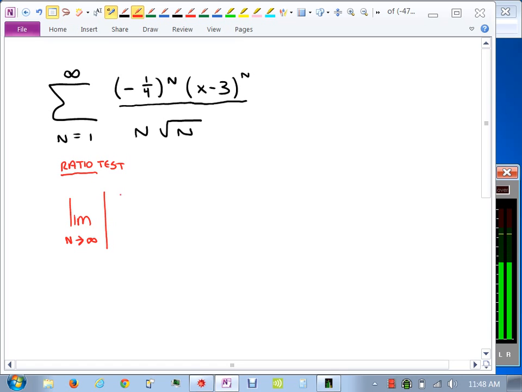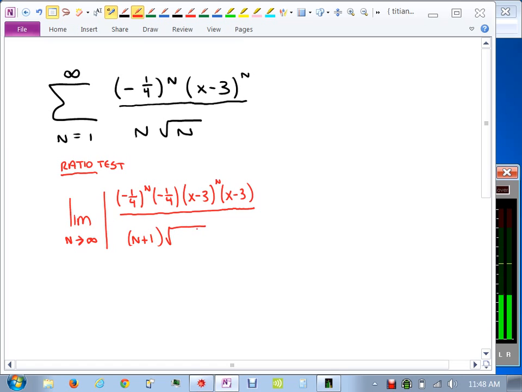All right, here's what I get. Negative 1/4 to the n times negative 1/4 times (x minus 3) to the n times (x minus 3), all over n plus 1 times the square root of n plus 1. So that's a sub n plus 1. That's what I get when I plug n plus 1 into that sequence. Then times the reciprocal of a sub n.